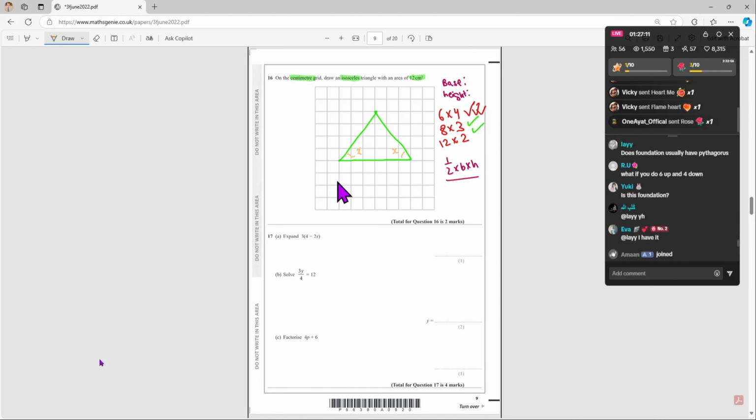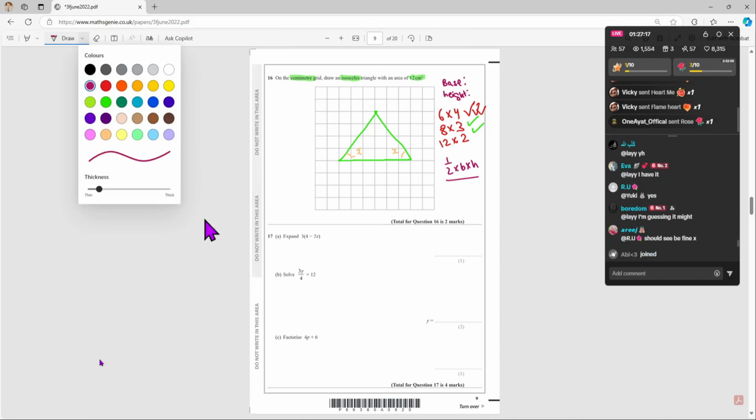Yeah, foundation does have Pythagoras. It does have Pythagoras normally, but it normally comes on the non-calculator paper.